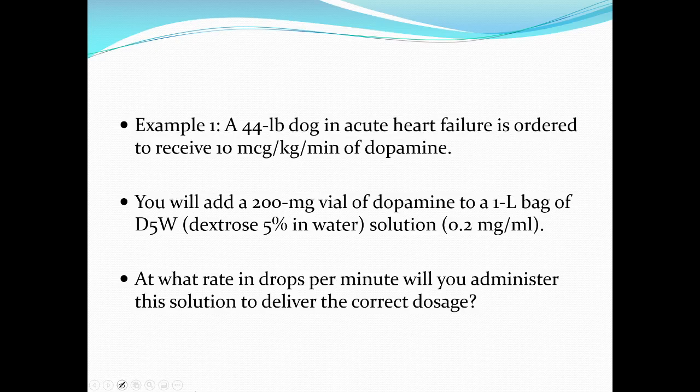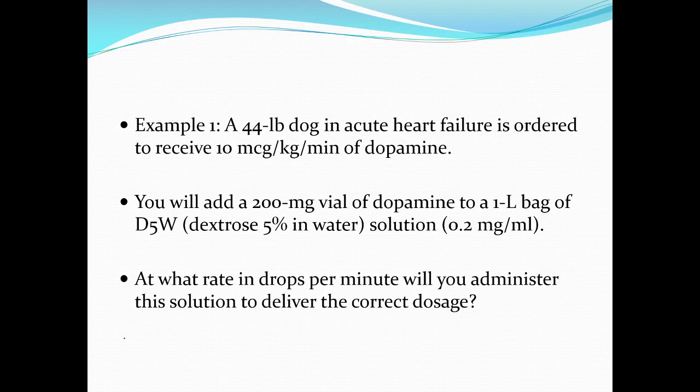So we have a 44-pound dog, it's acute heart failure, and they want to give it 10 micrograms per kilogram per minute of dopamine. You're going to add a 200 milligram vial of dopamine to a 1 liter bag of dextrose 5% in water. And the solution then, because you're doing 200 in 1,000 milliliters, so 200 divided by 1,000 is 0.2. That will be 0.2 mg per mil.